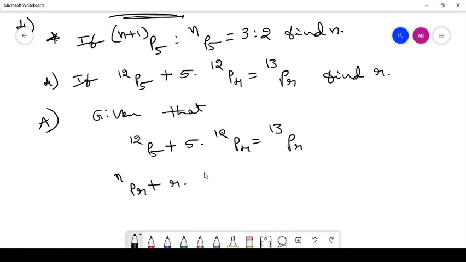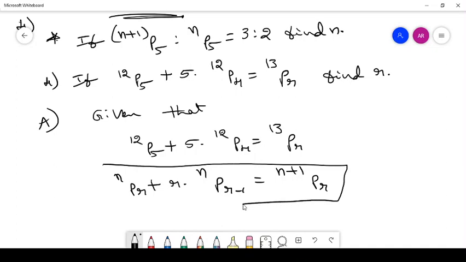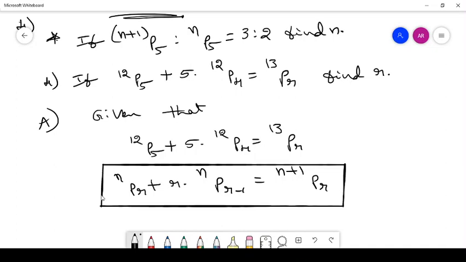nPr plus r into nPr-1, this value becomes (n+1)Pr. We know this result. So this value becomes nPr, n is 12, r is 5. So this is equal to (n+1)Pr, n plus 1, 12 plus 1, 12 plus 1 is 13, 13P, r value is 5. 13P5 is equal to 13Pr.